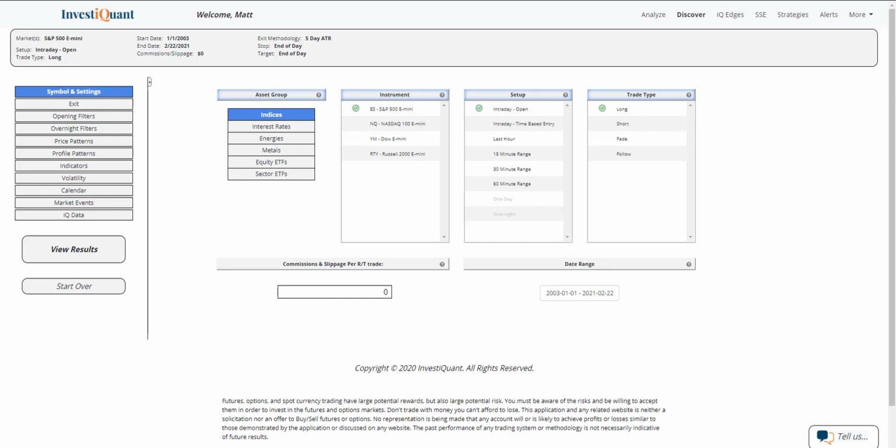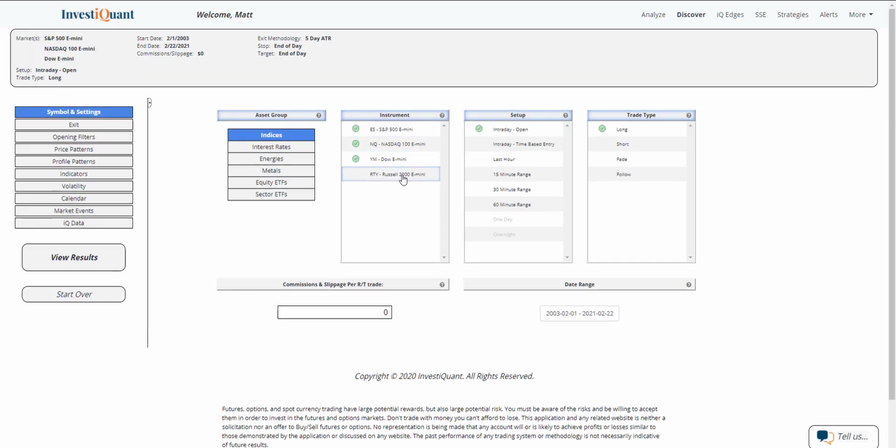So what I want to do this morning is look at what has happened historically when you're opening up below the prior week's low on a Monday in a similar market environment. So let me go ahead and set this up and discover. I'm going to add all four instruments here.